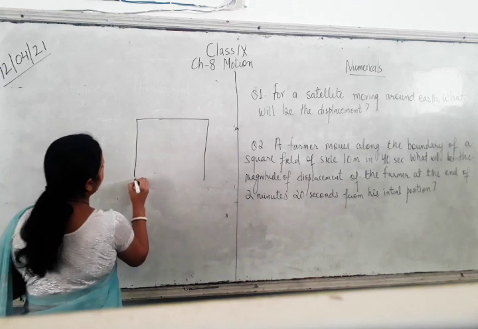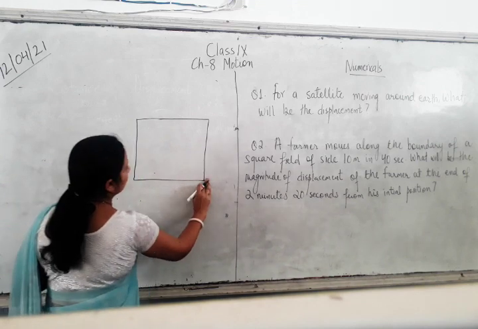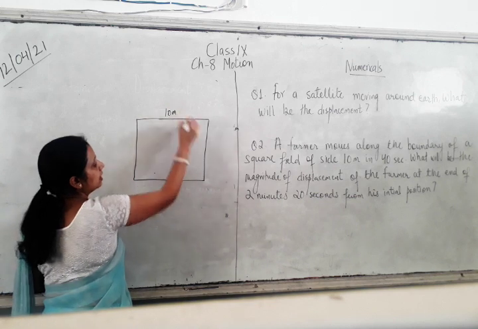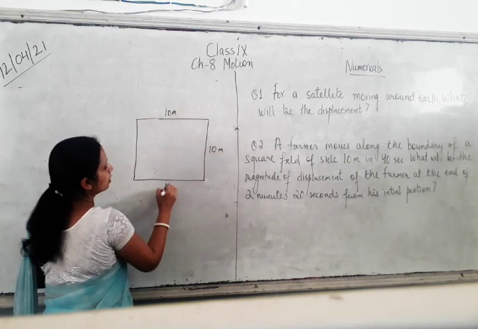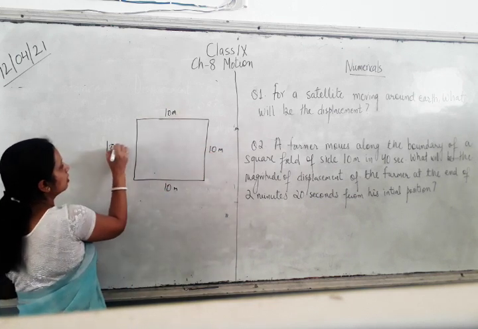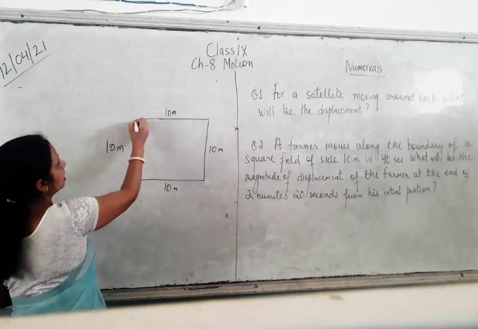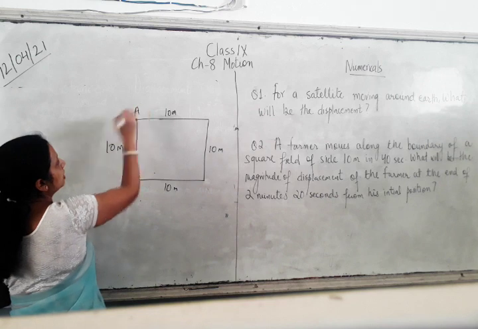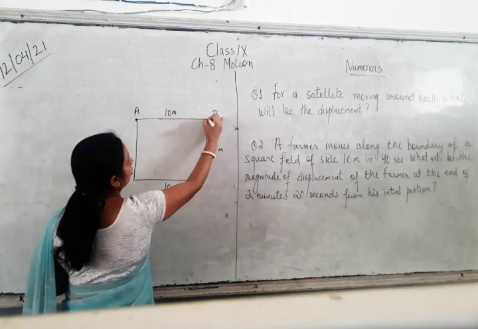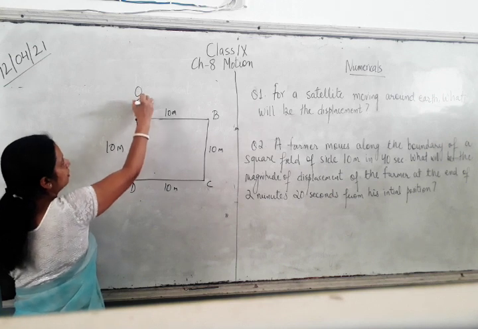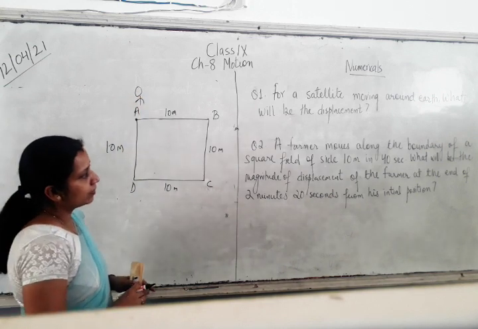So let's say this is a square, and what is the length given? Side is 10 meters. So if this is 10 meters, then this is also 10 meters, this is also 10 meters, this is also. Why? Because this is a square. So it starts along the boundary. Let's say the starting point of this farmer is this. So we'll name each corner A, B, C and D. So the farmer starts from this point.